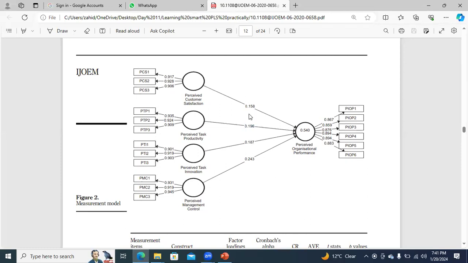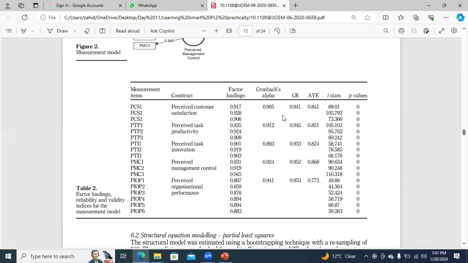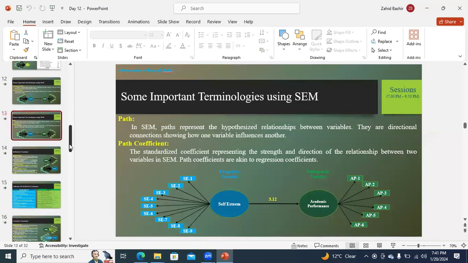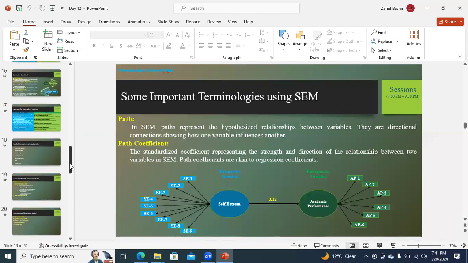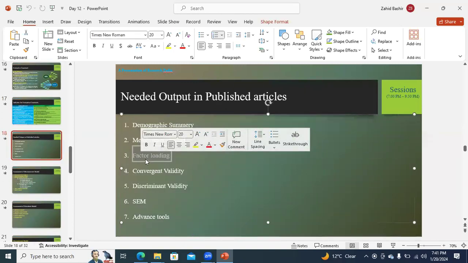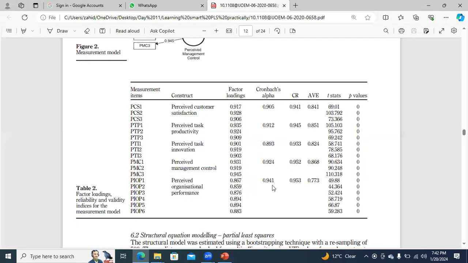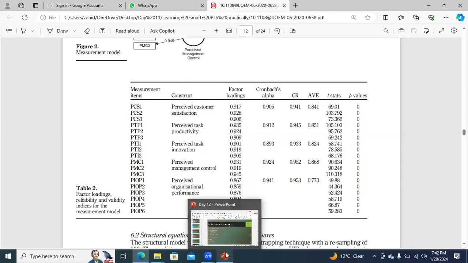So these are basically the path coefficients, and this is the R square. And then you can see here the factor loading value. That is the second thing we need to be able to analyze. The first thing is the measurement model. The second thing is factor loading. So you can analyze factor loading, and for factor loading, I have some criteria I will let you know.